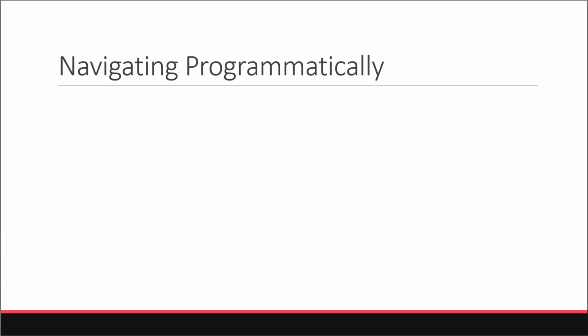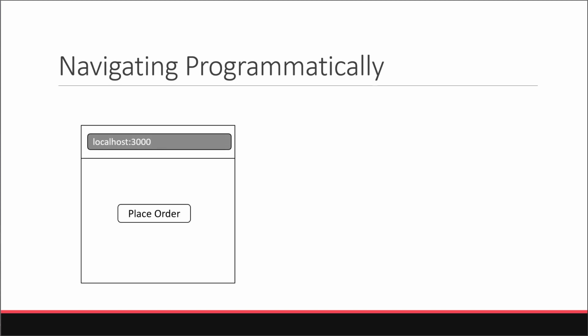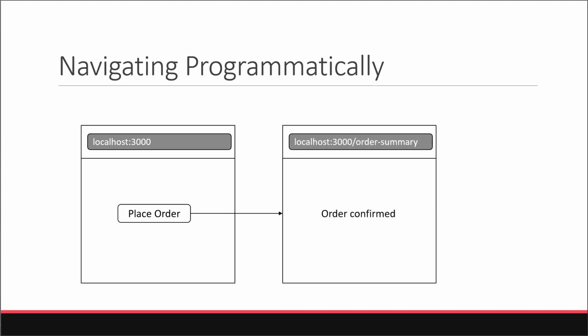Welcome back. In the previous two videos, we learned how to navigate to different routes using the Link and NavLink components. For the most part, it is pretty much all you need. However, at times, you might need to programmatically navigate to a particular route. For example, let's say you're placing an order on Amazon. If the form submission is successful, you would be navigated to the order confirmation page.